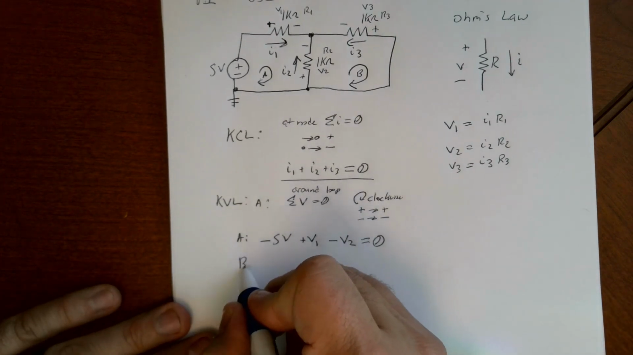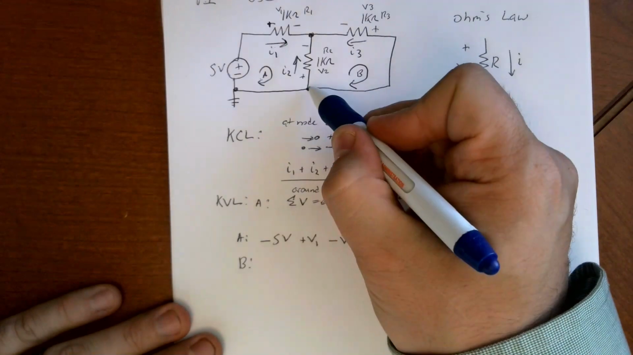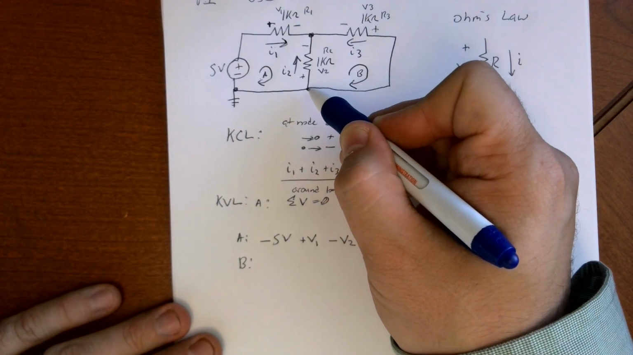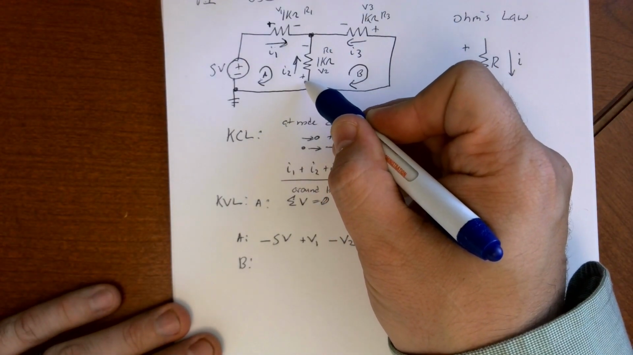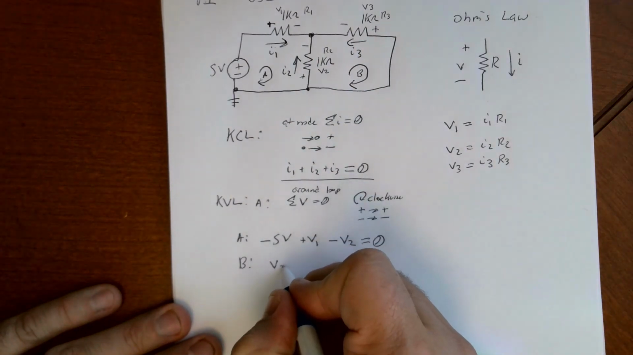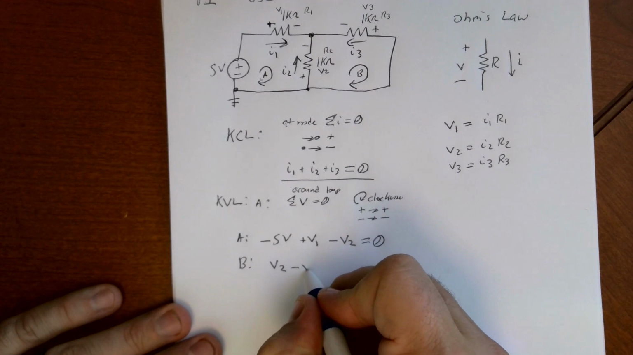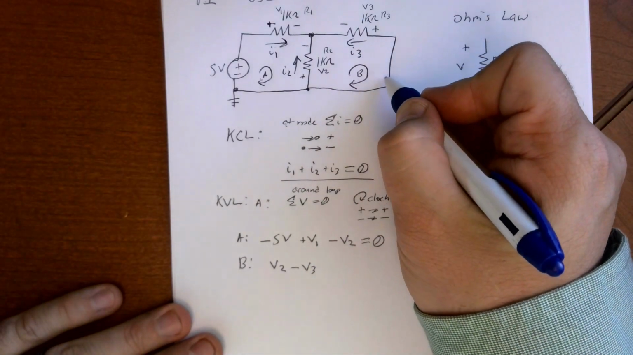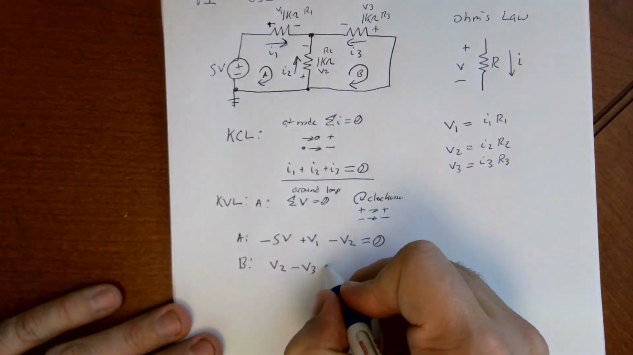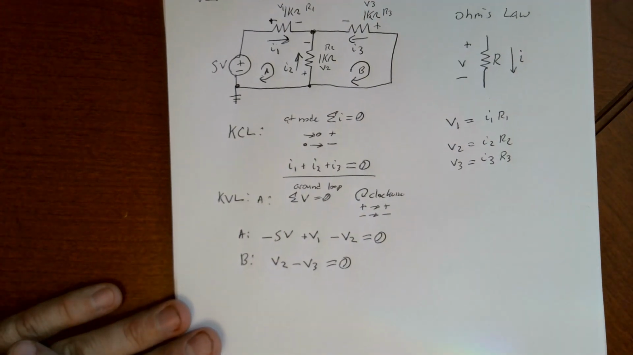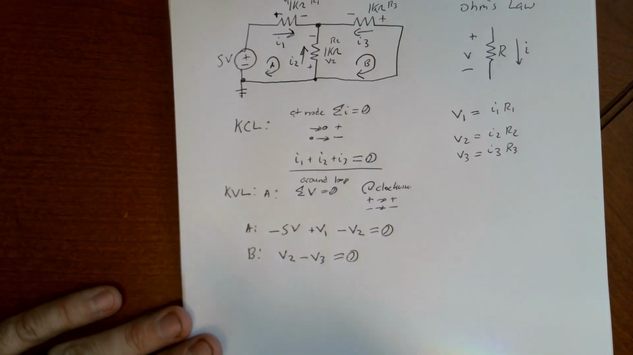We can now do the same thing for loop B. Again, I like to start in this corner. I'm just a creature of habit. I hit positive first, so I'll say V2. Come around, I hit the negative first, so minus V3, and keep looping around, come back, so that's going to be equal to 0. Okay, so now what do we have?